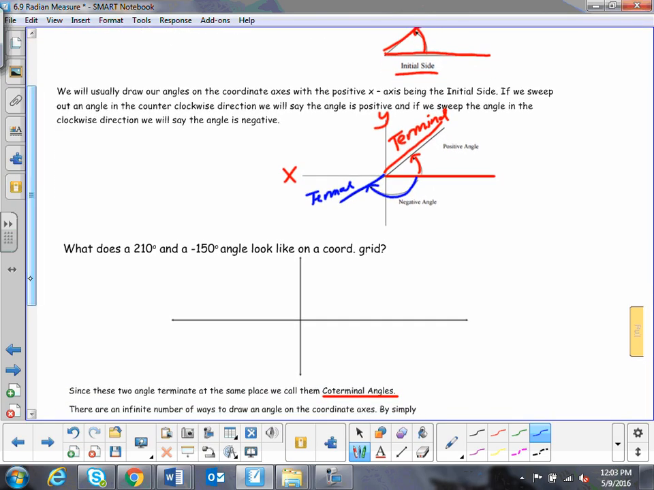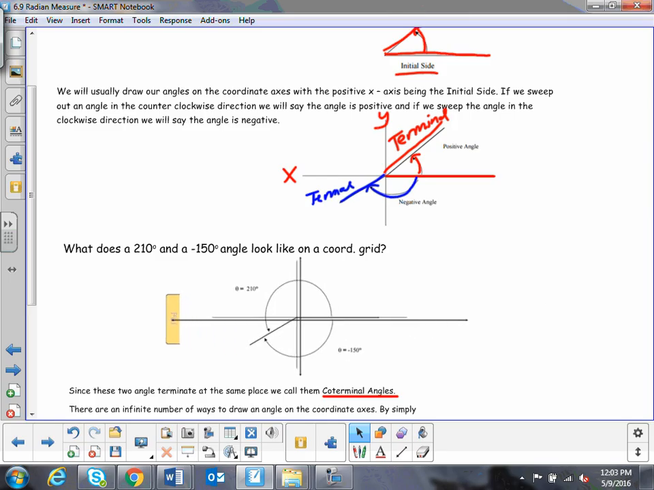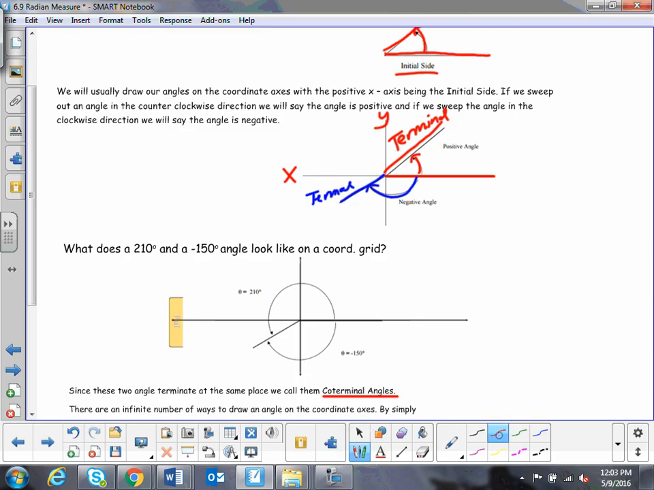So what does a 210 degree angle look like? And what does a negative 150 degree angle look like? You start on the x-axis, so right here. The positive 210 goes like this, to roughly right there. And here's the terminal side. Negative 150 degrees, you start at the x-axis and go in the clockwise direction. Negative 150 would be here. So I'm going to have you draw some of these angles, and you're going to use the rotation like that.